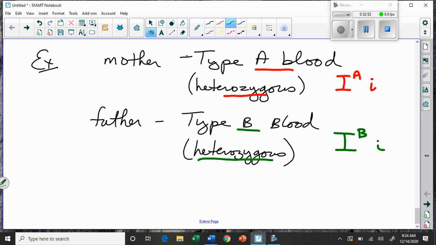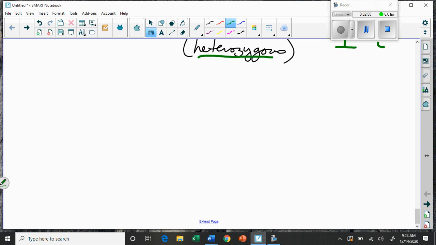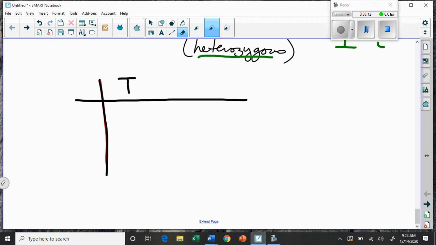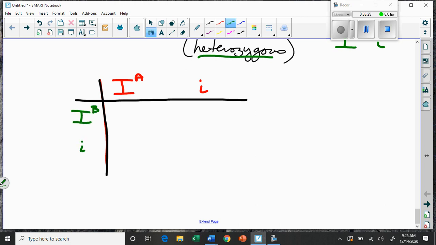So then if we did a cross to see what would happen, we could look at the possible gametes. Well, the mother's gametes, we'll put along the top, are either IA, and the other allele would be this. The mother was type A, right? So there's one possible allele, and the other allele would be this. And the father, who was type B, could have either this one or this one. Those are the possible gametes, right, when you separate those genotypes.